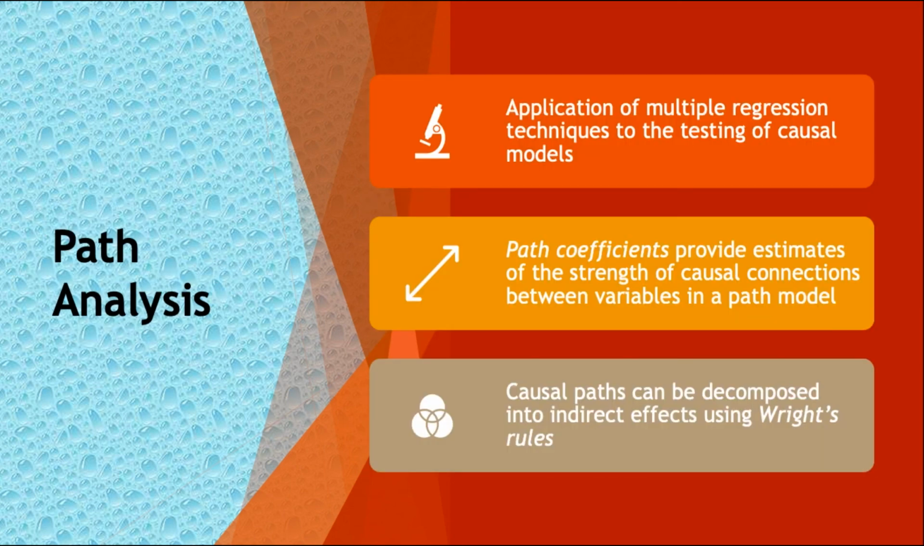Now we talk about path analysis. Unlike the other analytic techniques already discussed, path analysis is not a statistical procedure in and of itself. Rather, it is an application of multiple regression techniques to the testing of causal models. Path analysis allows you to test models specifying the causal links among variables by applying simple multiple regression techniques. Always remember that path analysis is designed to test causal models, not to sift through the data for interesting relationships among variables.